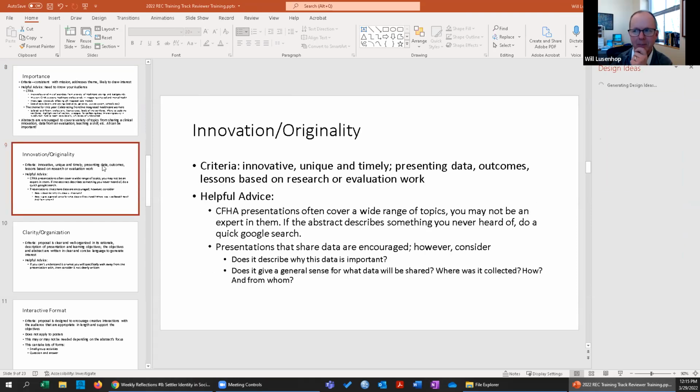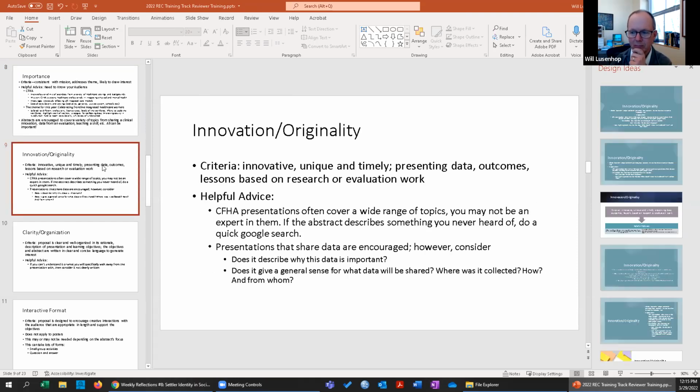Okay, next. For innovation and originality, the criteria is that it's innovative, unique, and timely, that it's presenting data, outcomes, or lessons learned based on research or evaluation work. Some helpful advice is that you may not be an expert in all of these areas, and that's not expected. You may read about something in an abstract that you've never heard of that could be innovative to you, but you want to think about what might be innovative to the membership.